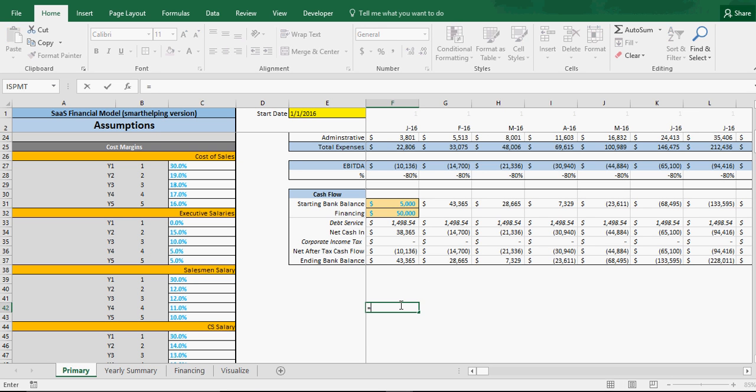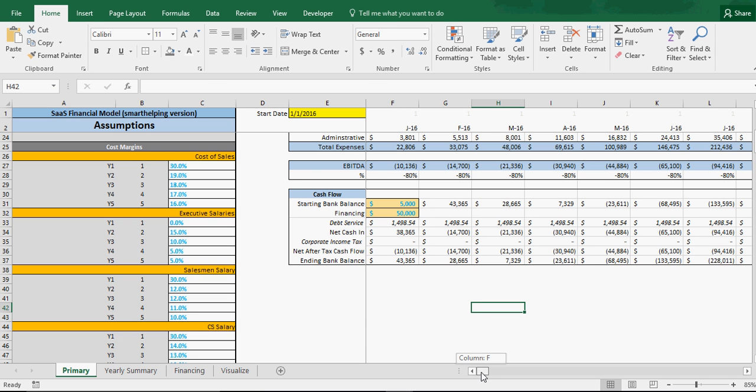As you can see here, that should be 55,000 less this, less your debt service. And there you see that number is the number that we got in that formula.